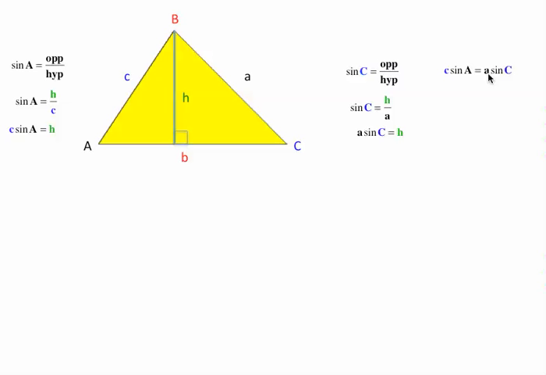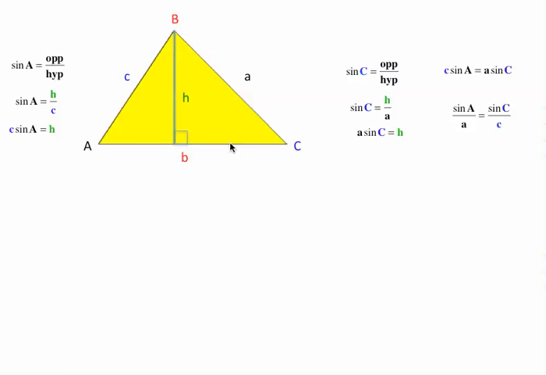Okay, so C sine of A is equal to A sine of C, and if I divide both sides by C and divide both sides by A, whichever way, we end up getting sine of A over side A is equal to the sine of C over side C. Okay, and that is a very big part of the law of sines.